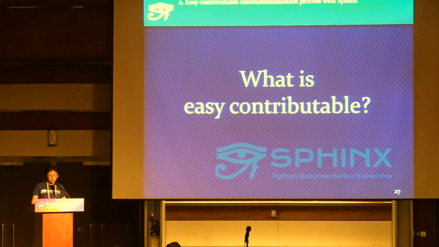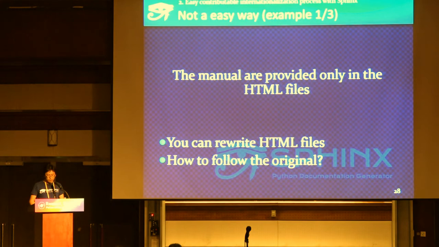So, for comparison, I'll introduce three cases that are difficult to contribute to. First one is when the manuals are provided only in HTML files. Of course, you can translate it, but usually the HTML files are frequently updated. How do you follow the original changes to update your translation? This is the first case. I have no idea how to follow the original changes.